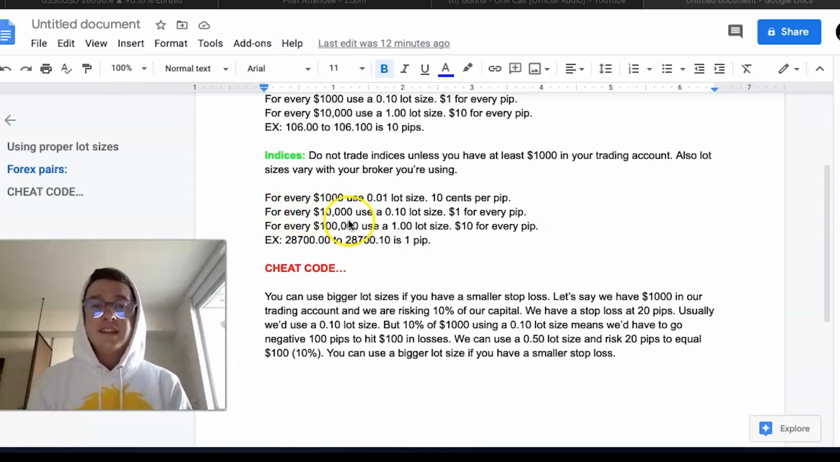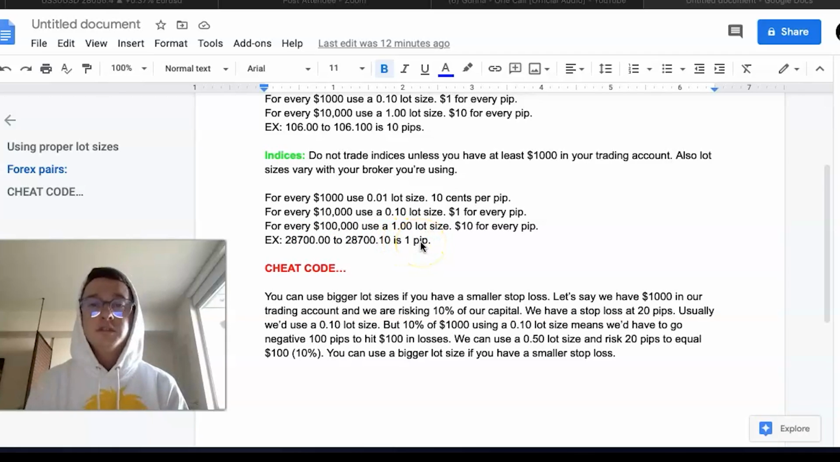But so for every $10,000 you have in your account, you're going to be using a 0.10 lot, a 10-cent lot, $1 for every pip. For every $100,000 in your account, you're going to be using a standard lot, a 1.00 lot size, $10 for every pip. So for an example, this is how the pips actually work with indices. If we go from 28700.00 to 28700.10, that is 1 pip.